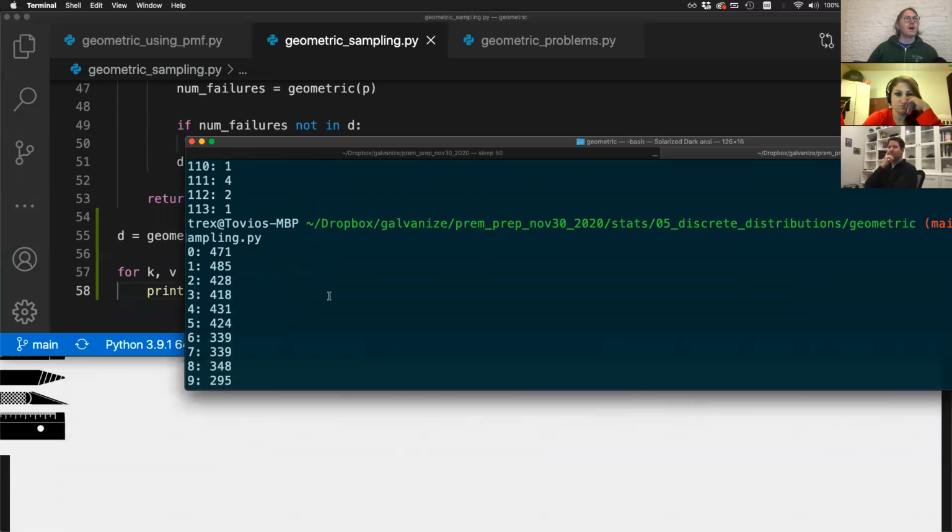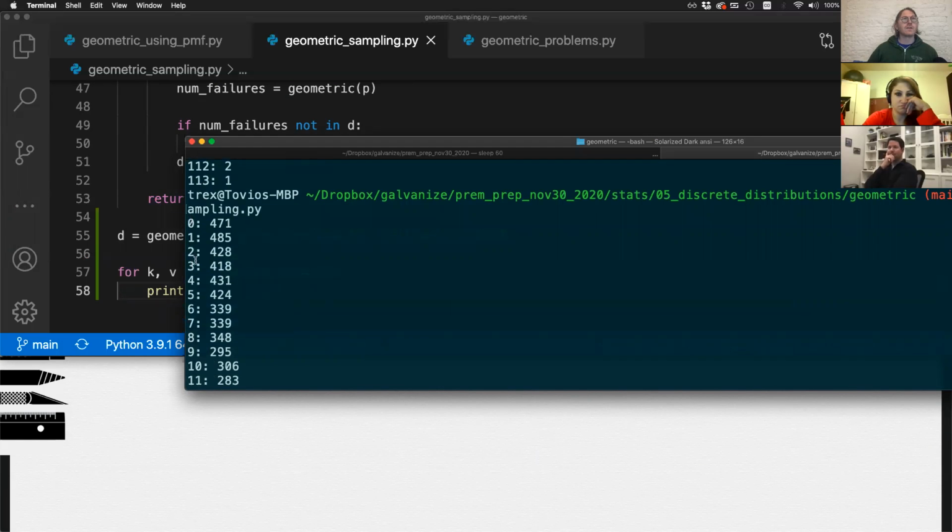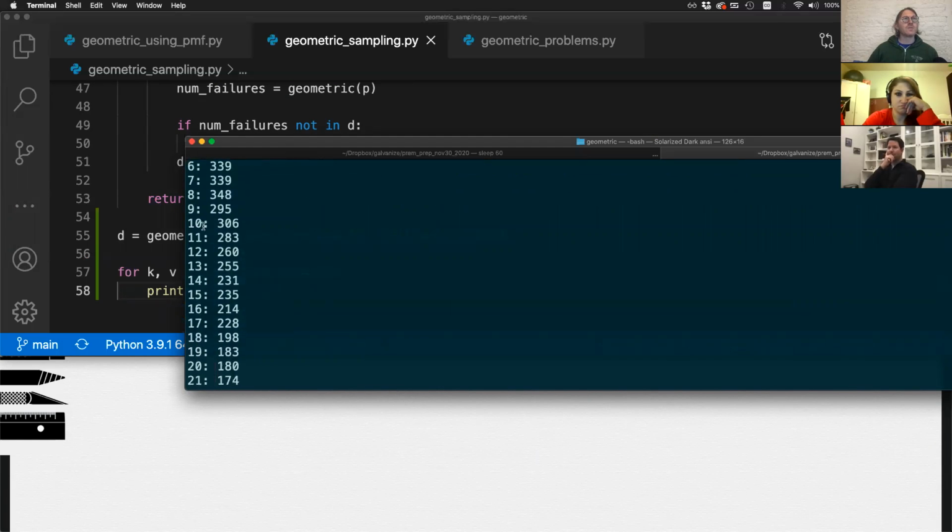So, 471, 485. I want you to notice these counts. These are going to be consistent. We're going to have values for these. And then we're going to get to a point where we don't actually have samples. Already here, we go 121, 122, 123, 128, 129. And I'm pointing this out, right?